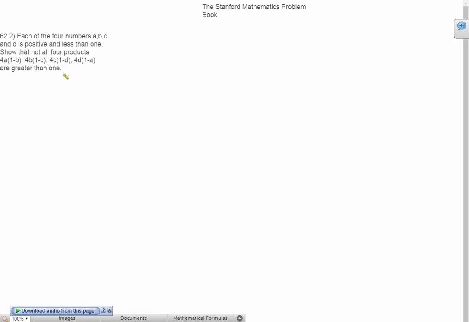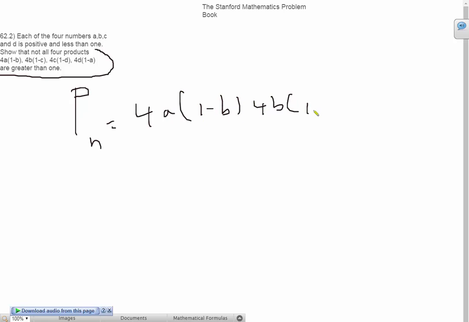So now let's look at this statement in a bit more detail. They're saying that we're supposed to show that not all four of these can be greater than 1. So let's say they are greater than 1. In this case, let's say that Pn is the product of all four of these products. So Pn is 4a times 1 minus b, 4b times 1 minus c, 4c times 1 minus d, and finally 4d times 1 minus a.